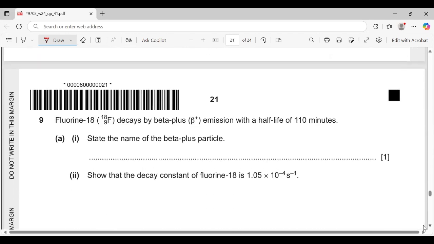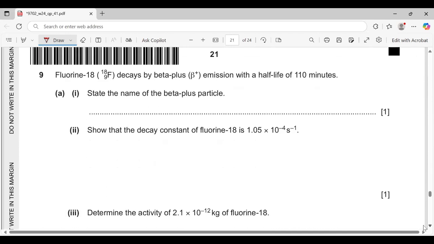Next question, number 9. Fluorine-18 decays by beta plus emission with a half-life of 110 minutes. State the name of the beta plus particle, that is positron. Show that the decay constant of fluorine-18 is 1.05 times 10 to the power minus 4 per second. Okay. Given that the half-life is T1/2 is 110 minutes.